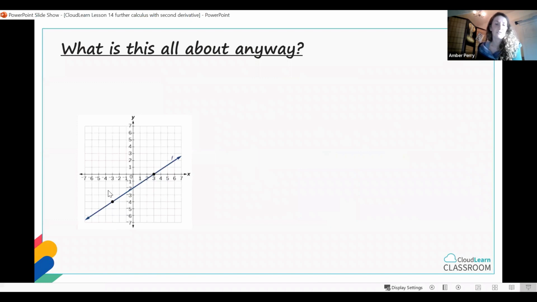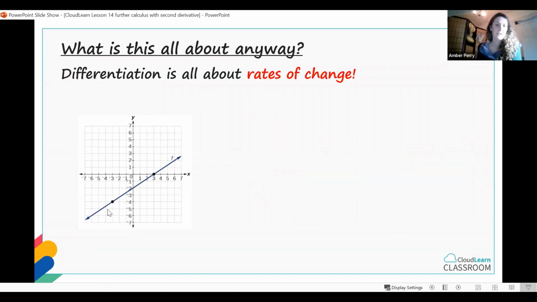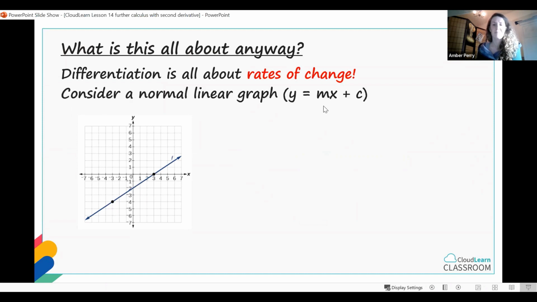Let's have a look at a normal linear graph, so an algebraic graph now. So this is a graph in the form y equals mx plus c.